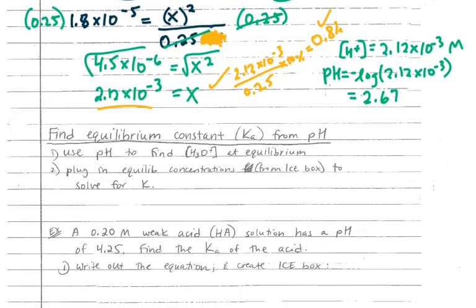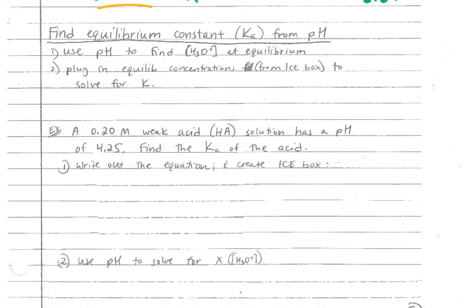We're going to talk about finding the equilibrium constant Ka for an acid from the pH. And we're basically doing what we did before, but backwards. So instead of using the icebox to find the pH, we're using the pH to find the concentration of hydrogen or hydronium at equilibrium and plug that into the icebox, and then use those equilibrium concentrations from the icebox to solve for K, or Ka, as it were.